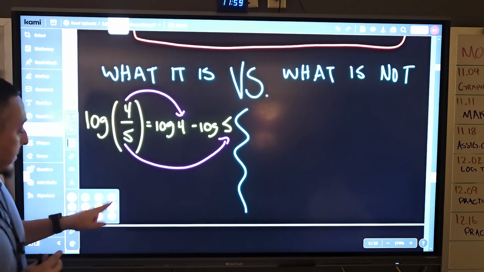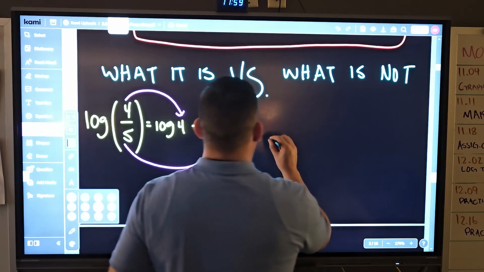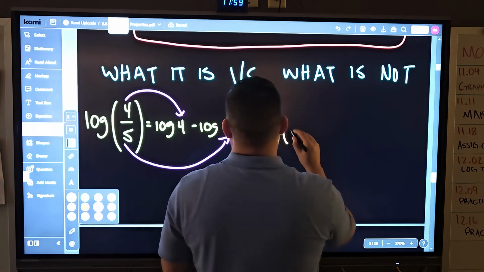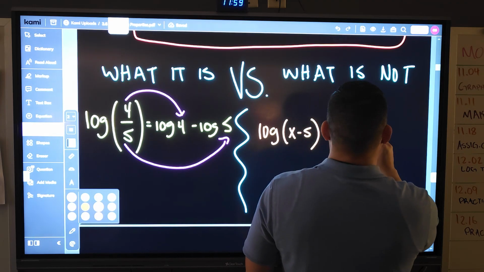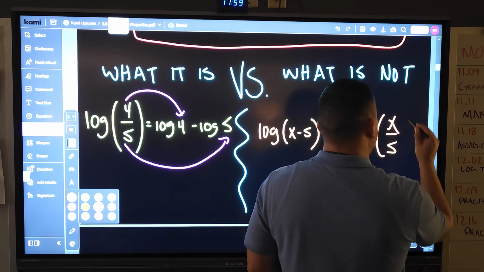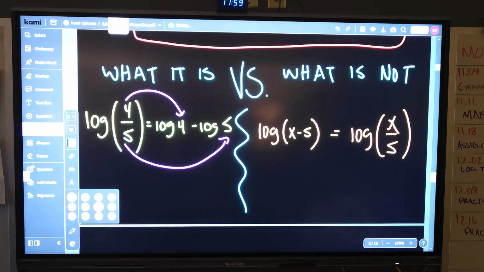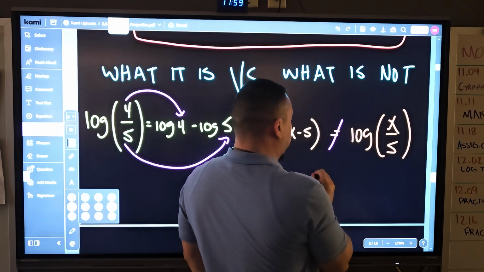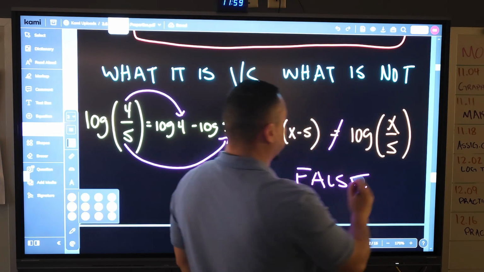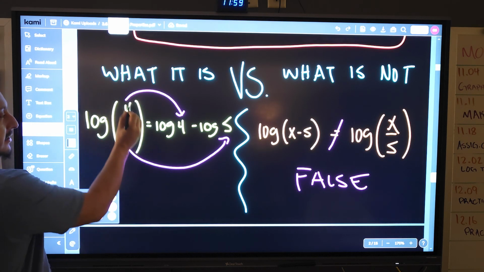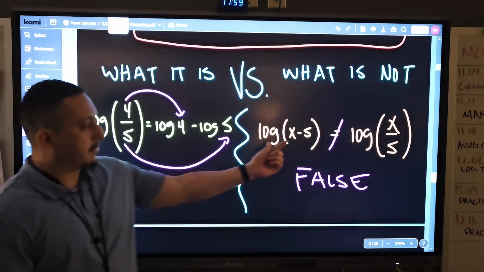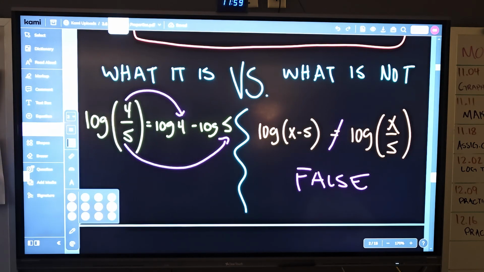Okay. Here's what it's not. You can't do, for example, the log of x minus 5 and then say that, oh, that's the same as the log of x minus the log of 5. It's not that. And it's for the same reason. So again, this is false. It's for the same reason of who goes in the parentheses, who doesn't. In the parentheses, it has to be divide. You can't put subtract in the parentheses. Does that make sense, guys?